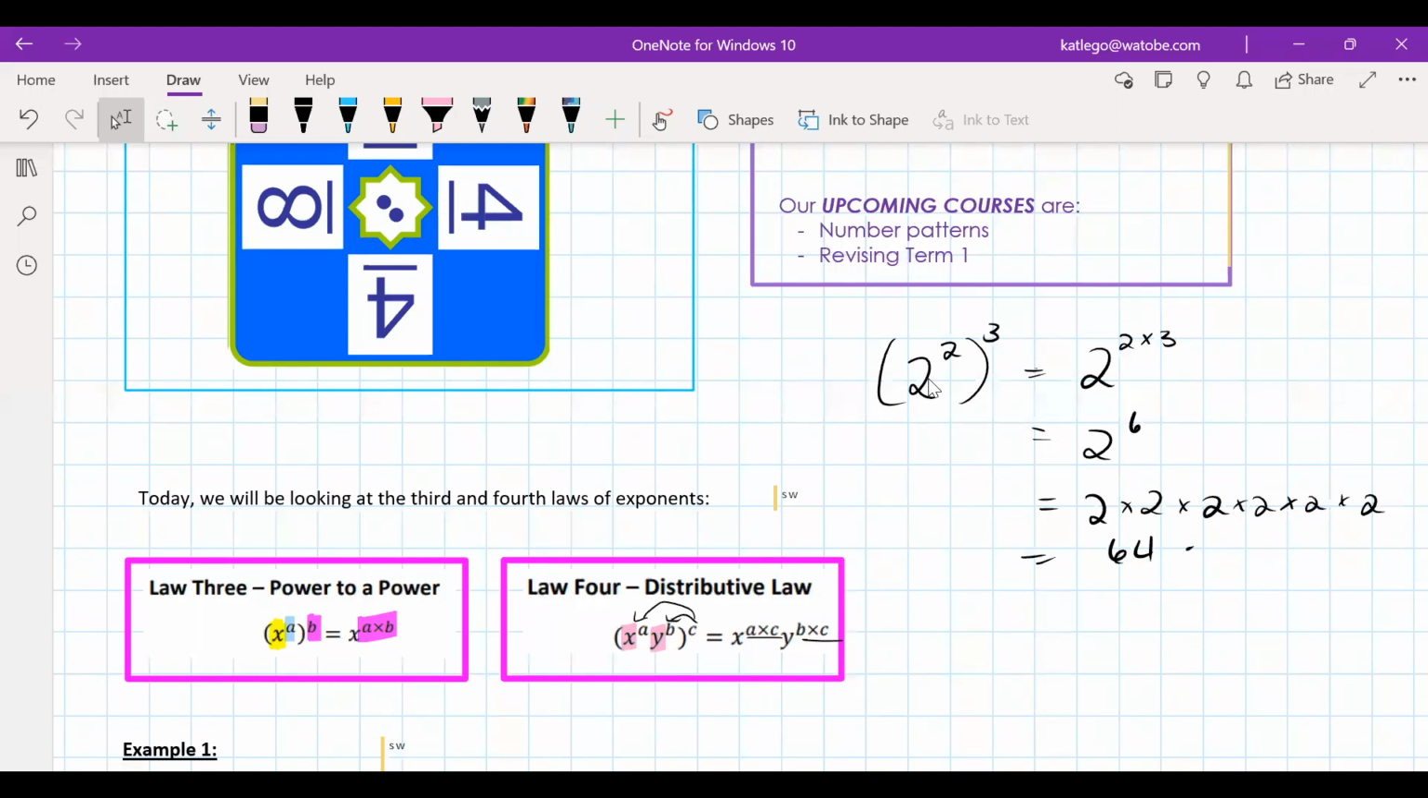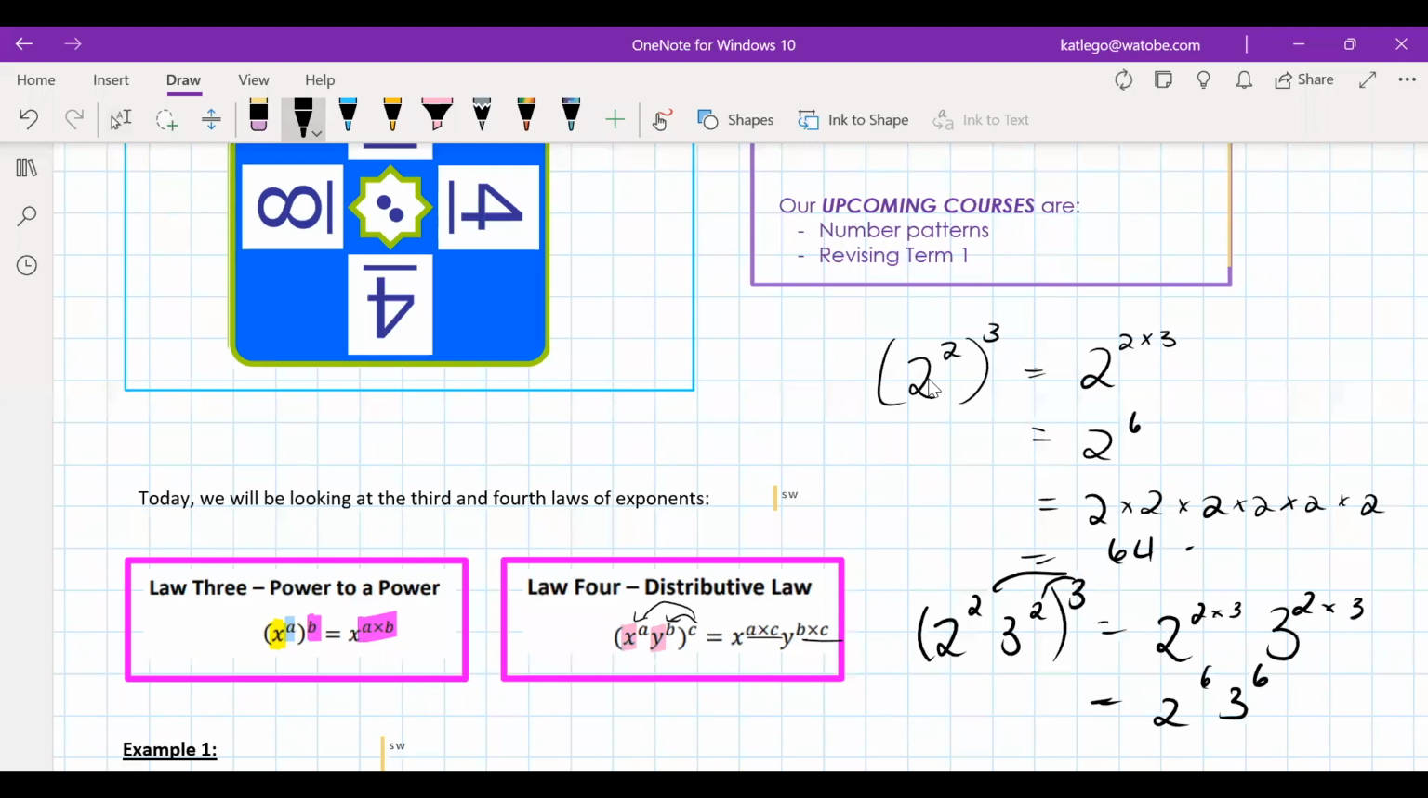Okay, that's law number 3. Law number 4 can't really be done with numbers because then you just add them. But let's do it. We have a 2 squared, we have a 3 squared, and then outside we have a 3. Everybody has to get a 3. So you'll have 2 times 3, and 3 times 3, which will give you 2 to the 6, 3 to the 6, and you just work that out.